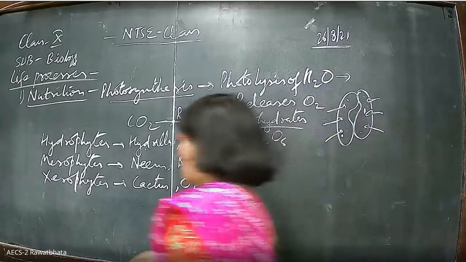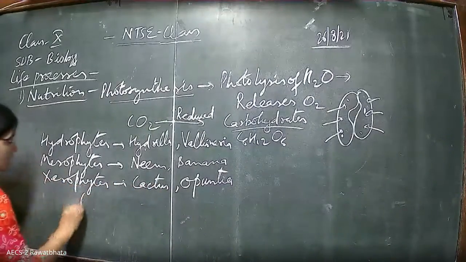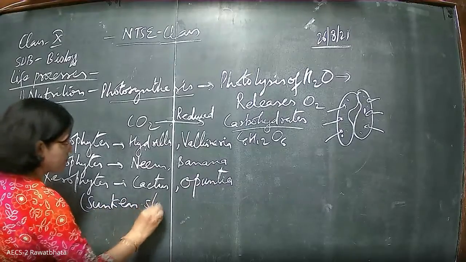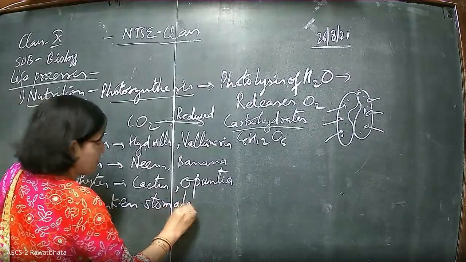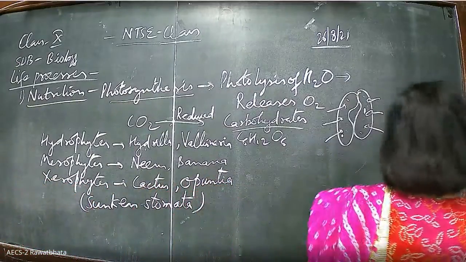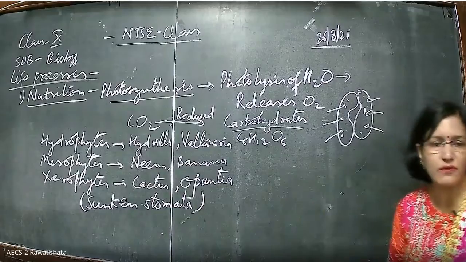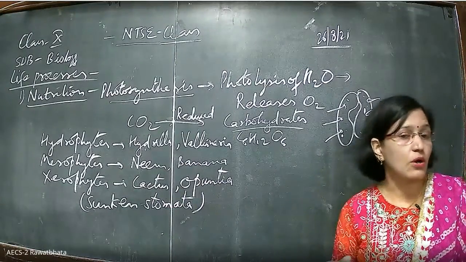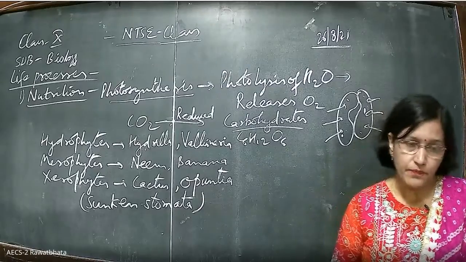So in this case of xerophytes, what we have is another term, we call it sunken stomata. The stomata no doubt will be there on the lower side of the leaf. Lower side, of course, yes, but on the lower side also they will be sunken. They won't be there on the surface. They will be much below the surface, so that the water is not lost very easily.